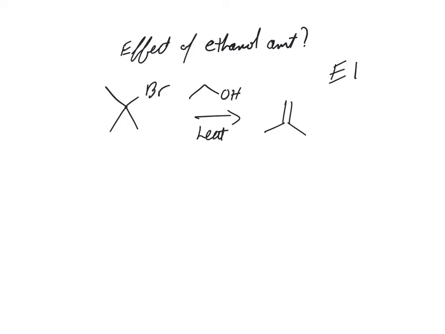What that means by saying the base isn't reactive is that it isn't part of the mechanism or part of the rate determining step, so the amount of it that you add won't matter. Because the slow step in an E1 reaction is always going to be carbocation formation. That's always going to be the slow step.